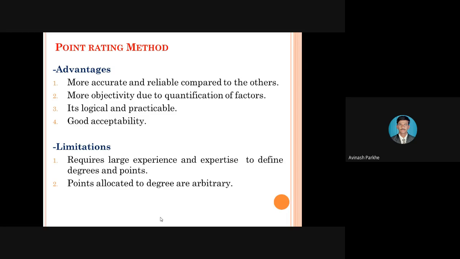It's logical and practicable, good acceptability is there. So these are the advantages we have discussed, but it also has some disadvantages, that is, it requires large experience and expertise to define the degree and the points.